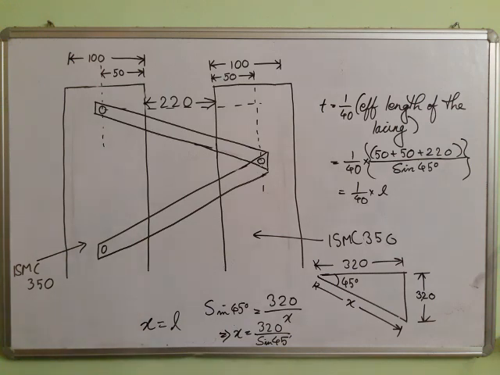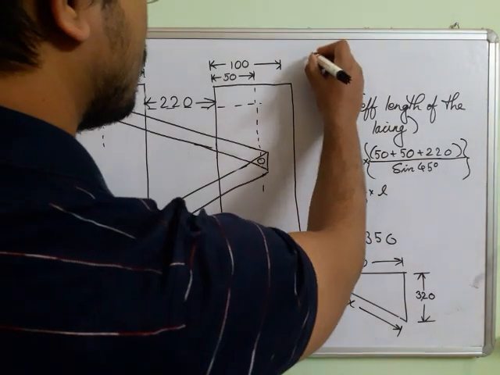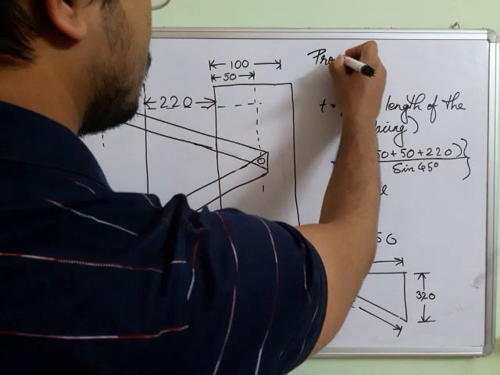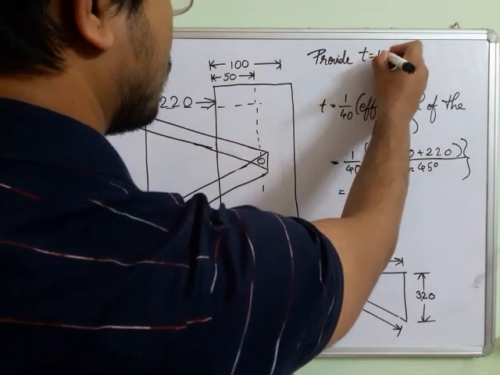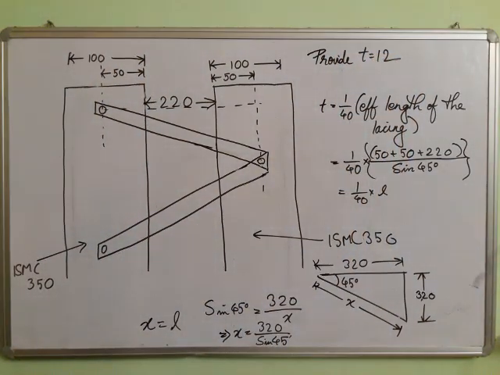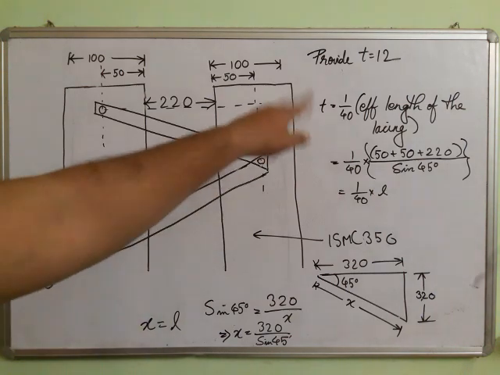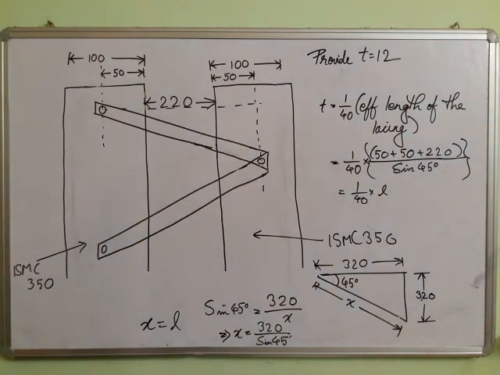We get around 11 point something, isn't it? 11.13. So obviously we have to take a little more than that, so we will be taking 12. So we provide t equal to 12, because when we calculate it we get around 11.1 or something like that. So we are providing thickness equal to 12.